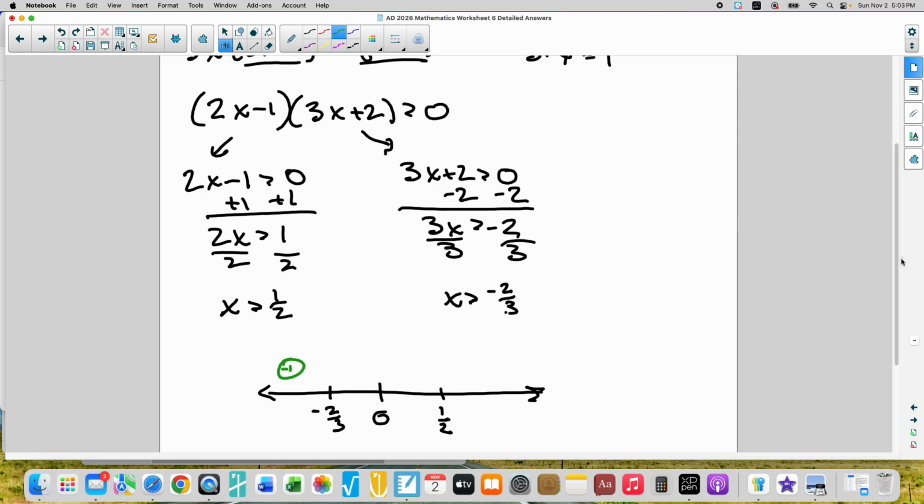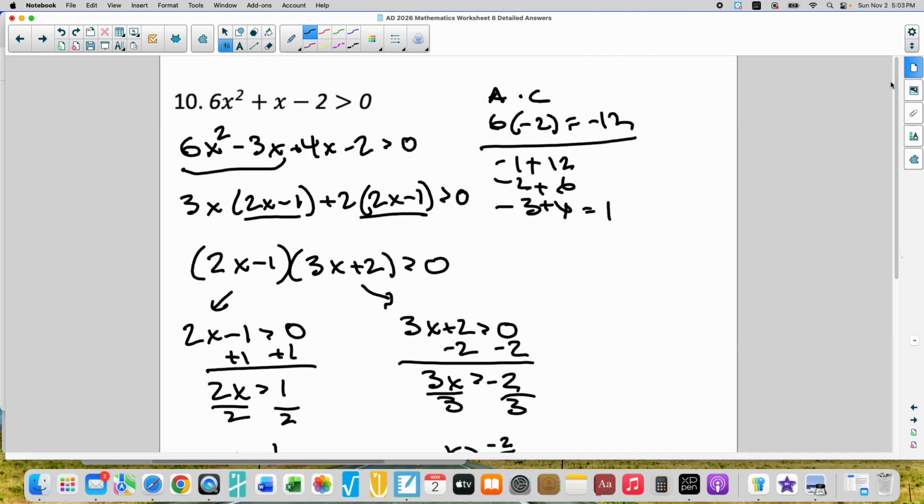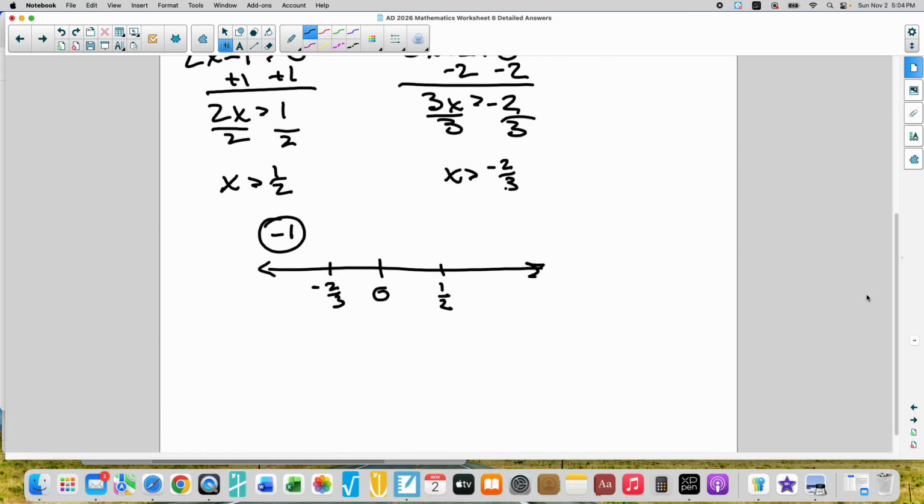Sorry. Let's not do it in green, because green looks like we know that it's true. So let's test negative 1. If we plug negative 1 in here, negative 1 squared gives us 1. So that gives us 6 minus 1 minus 2. That's greater than 0, so that's true. So that ended up being true.